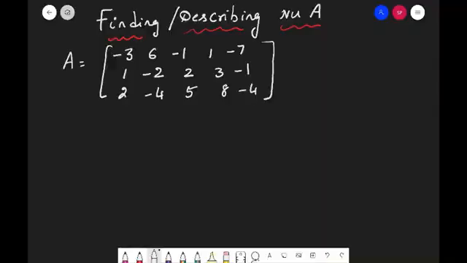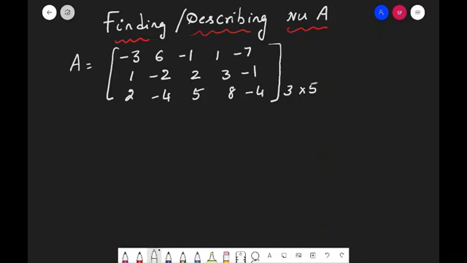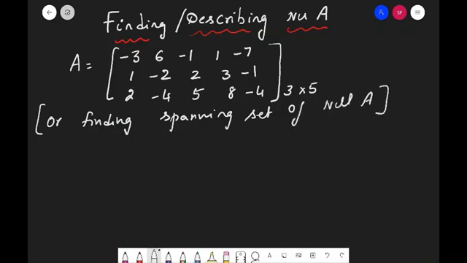Let us work out one problem in finding or describing null A. So here matrix A is given with 3 rows and 5 columns. So this is a 3 by 5 matrix. You can call this problem describing a null space or finding a spanning set also. Matrix A is given. Either you are asked to find null A, or describe null A, or find a spanning set for null A. We'll do the same.